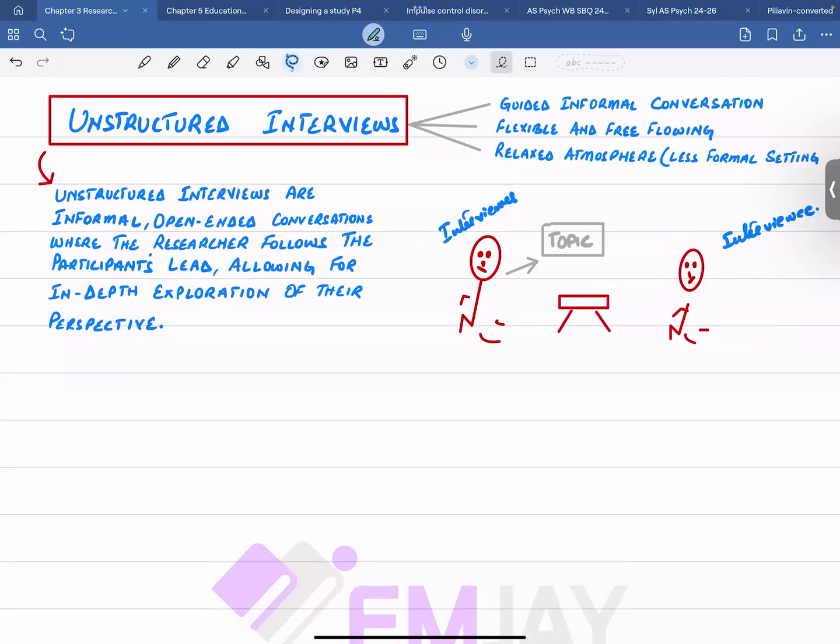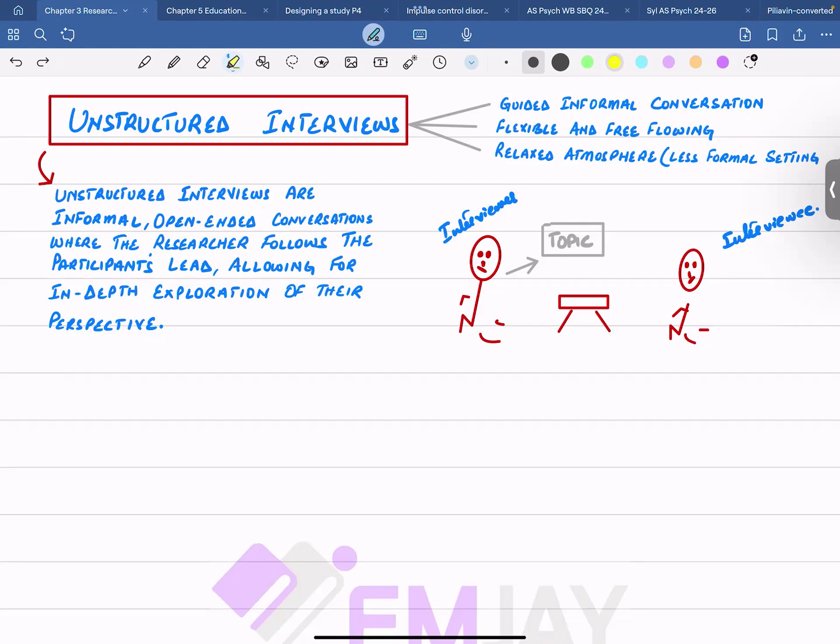Unstructured interviews are informal, open-ended conversations where the researcher follows the participant's lead, allowing for in-depth exploration of their perspective. So you get to have in-depth knowledge on a particular subject matter or topic. You are usually expected as a researcher to allow the interviewee to say whatever he or she wants to say about that particular topic.